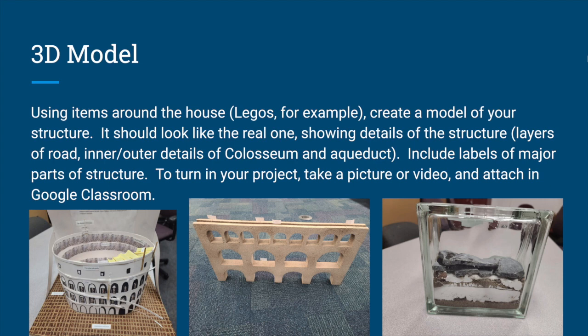So here you're going to make a model of your project. It should look like the real one, showing details of your structure. So you need to be able to show the different layers of the roads, the inner and outer details of the Colosseum, and the aqueduct. Labels are going to be super important so you can show off your understanding. To turn this project in, take a picture of it just as I have here, or maybe even a video, and attach it in Google Classroom. Then head over to Flipgrid. This is going to be an easy one to show off in Flipgrid and talk about what you learned and talk about your structure.